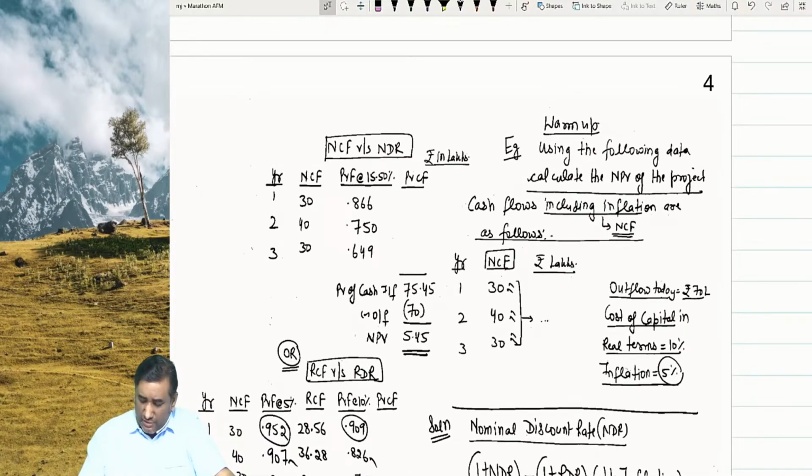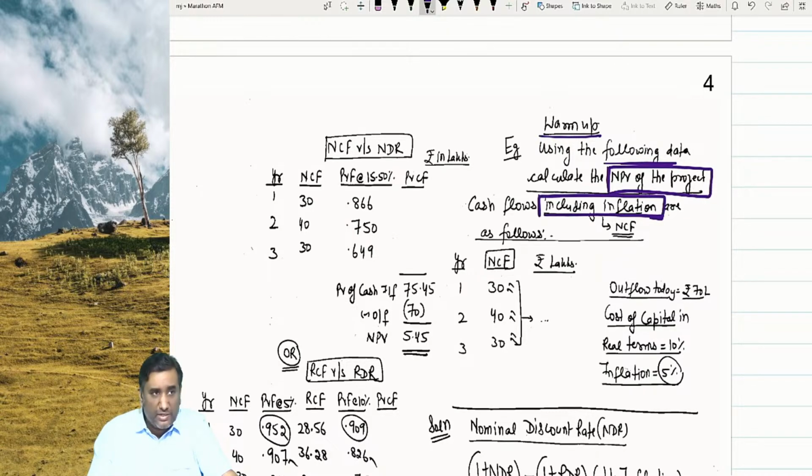This was an exam question actually. Using the following data, calculate the NPV of the project, cash flows including inflation. The wordings are cash flows including inflation, nominal terms. 30 lakh, 40 lakh and 30 lakh. Outflow today 70. Cost of capital in real terms is 10. Inflation is 5%. Actually, even if I would not have said the cost of capital in real terms is 10, still we would have meant it's 10 only because inflation is 5.